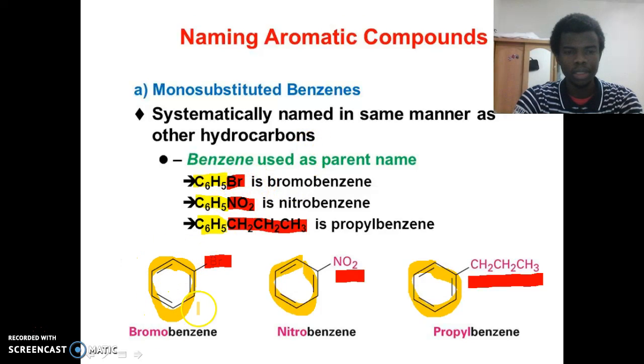You first draw the benzene as a parent chain, and then you attach the substituents onto the benzene. For example, here we have only one substituent, so you can attach the substituent at any part of this benzene. Here also we have only one substituent, so you can attach the NO2 anywhere. Likewise here also.